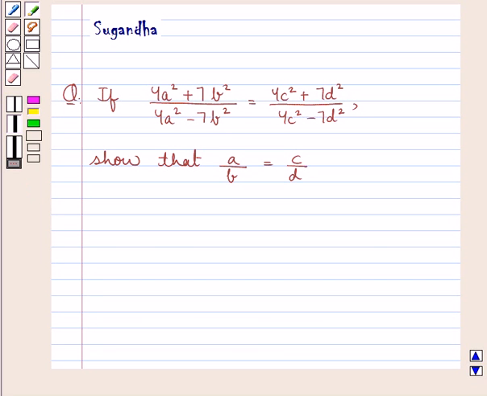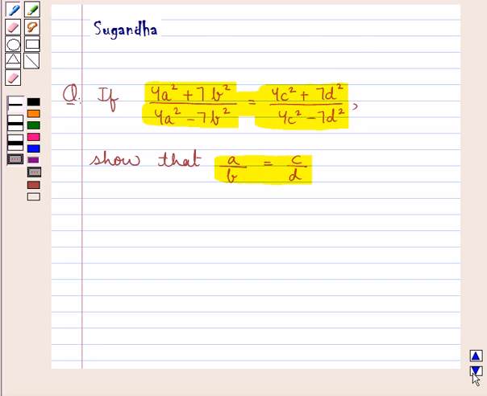In this session, we discuss the following question, which says, if (4a² + 7b²)/(4a² − 7b²) is equal to (4c² + 7d²)/(4c² − 7d²), show that a/b is equal to c/d.